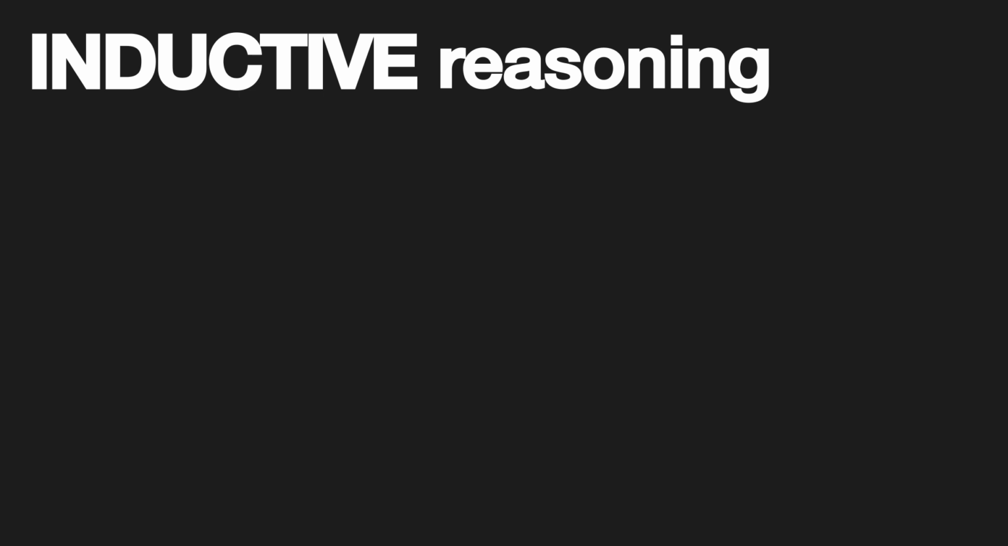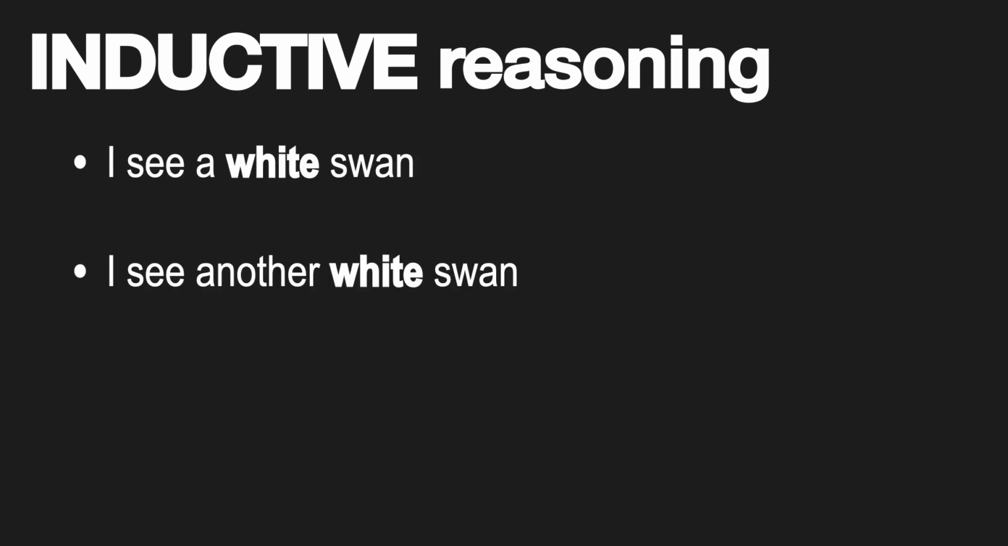For example, I see a white swan. I see another white swan. Conclusion: all swans are white. Even if the premises are true, they only support the conclusion. They cannot guarantee it. Are we certain all swans are white? Have we searched the entire planet?